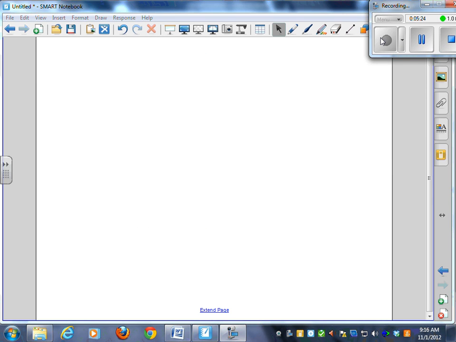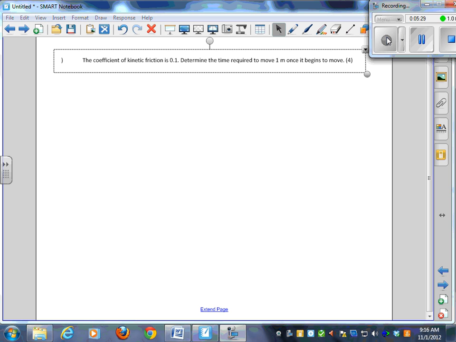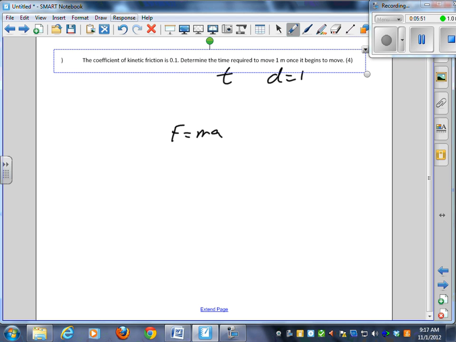So now in part B, it says the coefficient of kinetic friction is 0.1, so it drops down to 0.1. Determine the time required to move 1 meter once it begins to move. So we are going to try and solve for t, given that my d is 1 and my kinetic friction is 0.1. You should have a basic understanding that at some point you're going to have to go through F equals ma, because F equals ma is the formula that bridges from forces to acceleration, which means you can go to velocity and distance and time, right? That's the key one.